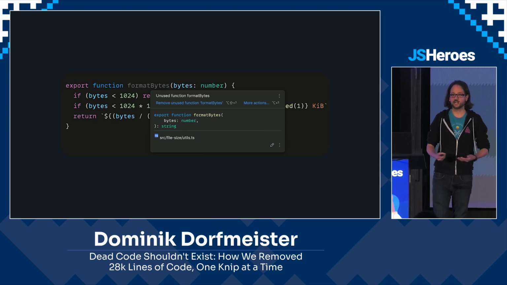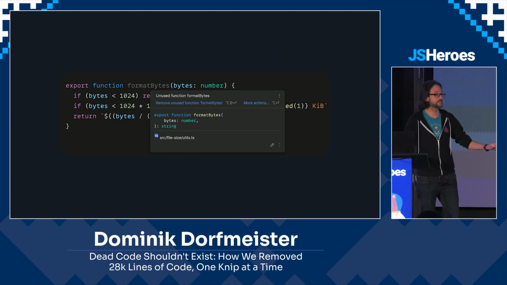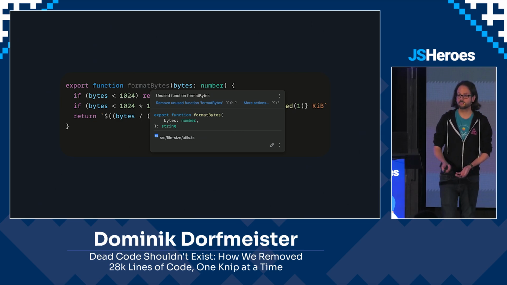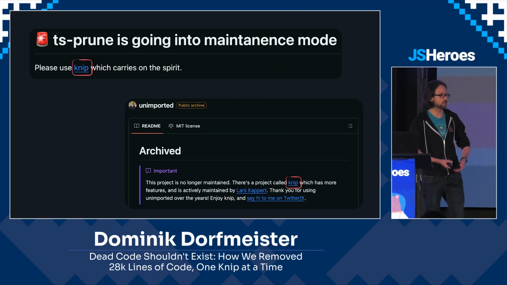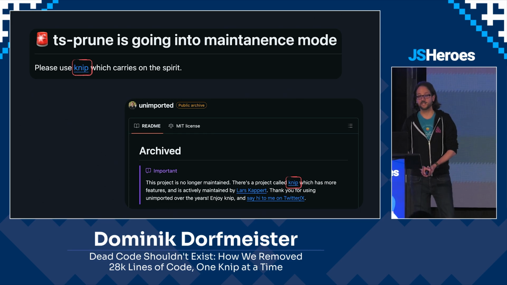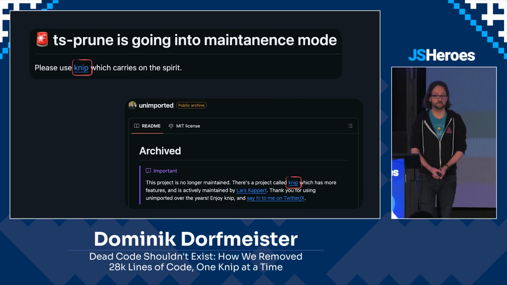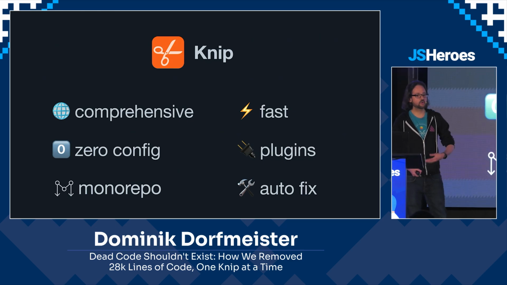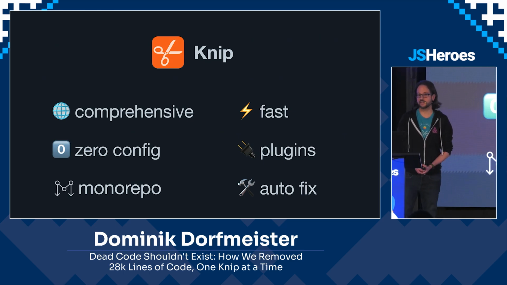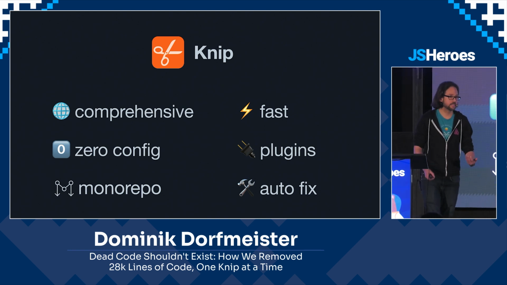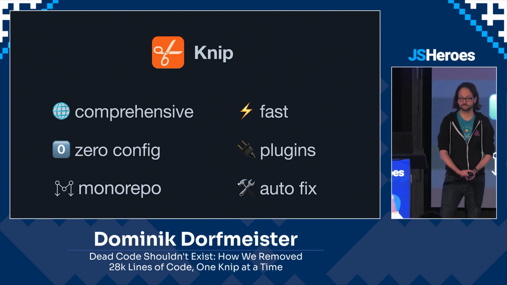So I thought, this can't be it, right? Surely somebody else must have had the same problem. I'm not the only one, and somebody built a tool for it. And yeah, there are tools that have been around for quite some time, like ts-prune or unimported. They're tackling this, but what they all have in common now is that they are either archived or in maintenance mode, and they all recommend Knip by Lars Kappert instead. So what is Knip? Well, Knip is a comprehensive tool to statically analyze your code for unused files, exports, and dependencies, and then report them to you so that you can delete them.